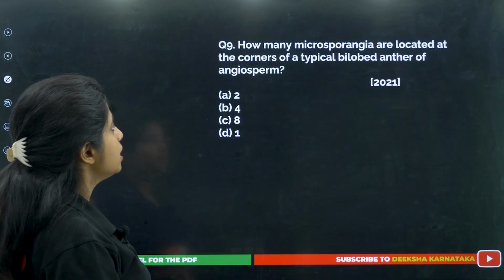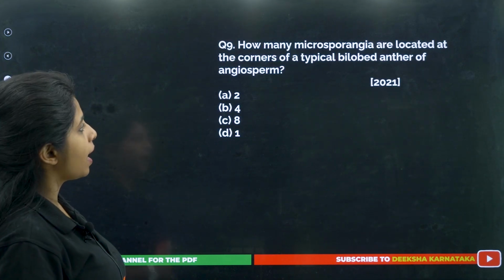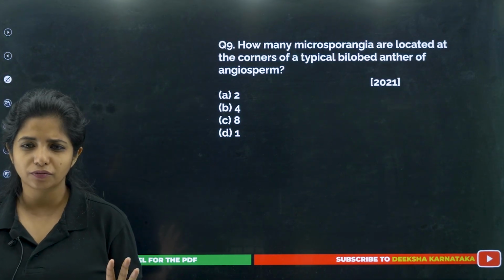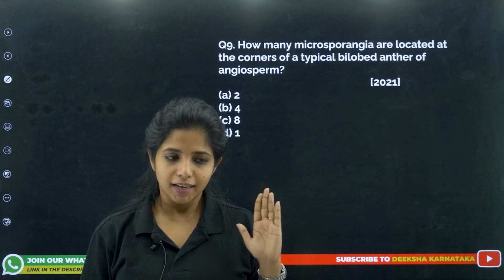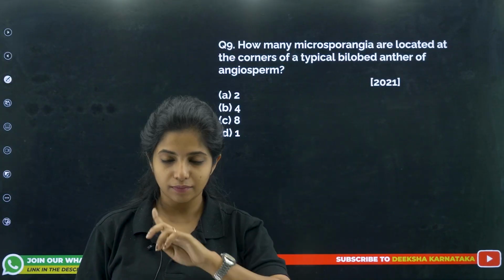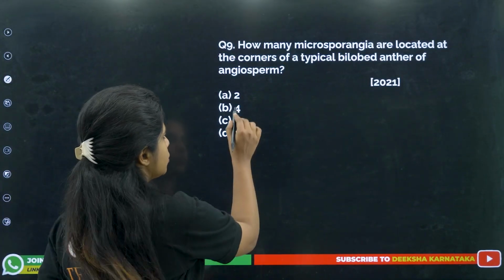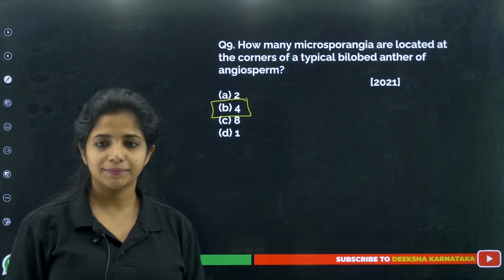Cool. Next, how many microsporangia are located at the corners of a typical bilobed anther of angiosperms? Just to make you confused, how many microsporangia are there in a bilobed anther? In a bilobed anther, you saw 4 microsporangia are there, 1 in each corner. So your answer is 4. Don't get confused. 2021 question.